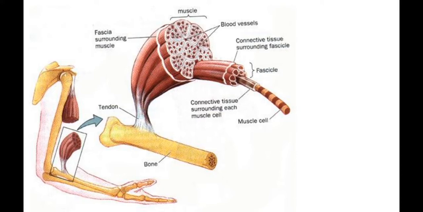Okay, here we see the structure of the muscles. So we have a tendon, and it is attached to the bone, and then we have this bundle of muscle cells and blood vessels and extracellular matrix which keeps these muscle cells, and also we have the muscle cell itself.